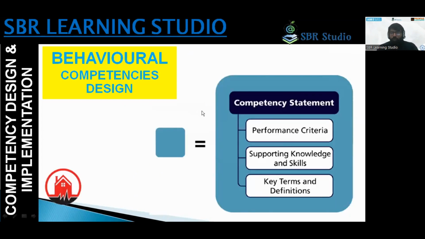When it comes to a particular competency, the format should look like this. Number one, the competency statement for that particular competency, which is maybe the label. Then the criteria, then the supporting knowledge or key terms accordingly.